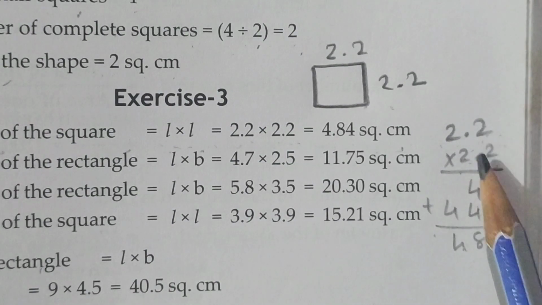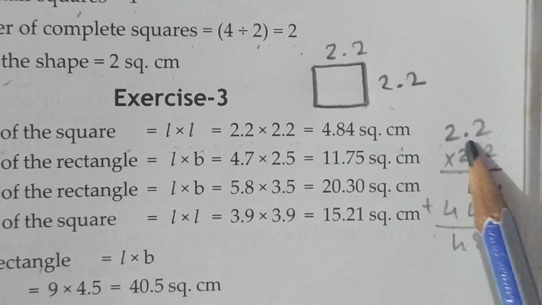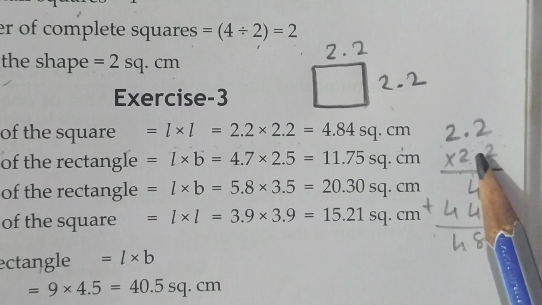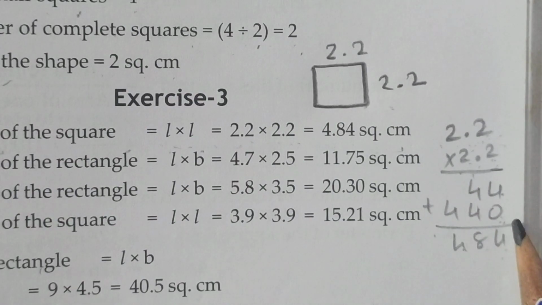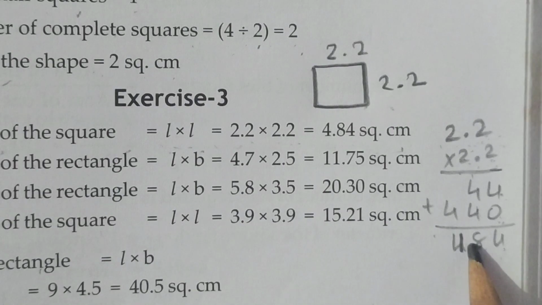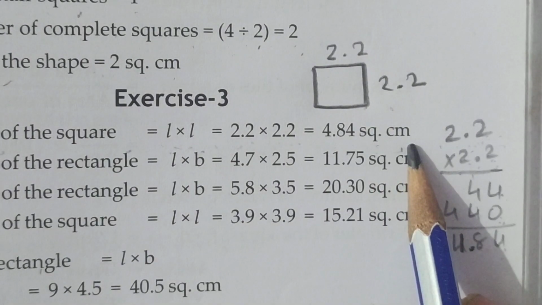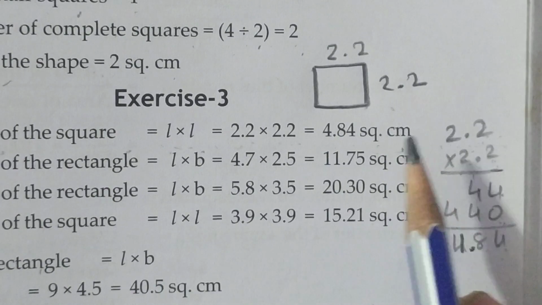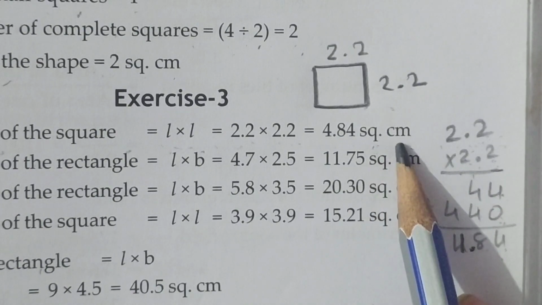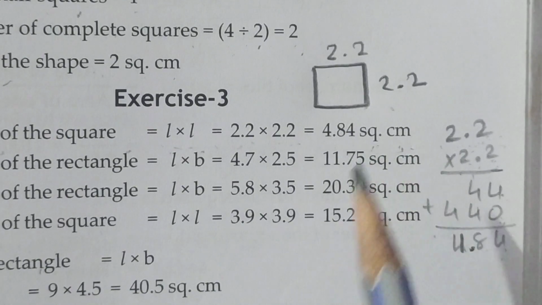But here are decimal places, right? So how many decimal places are there? 1 and 2. Total 2 decimal places are there. So put the point after 2 numbers in the answer from the right side. 1, 2 point. So the answer will be 4.84 square centimeter. So students, whenever we find out area, write down the unit as square centimeter. Whatever unit is given to you, but we have to write square.